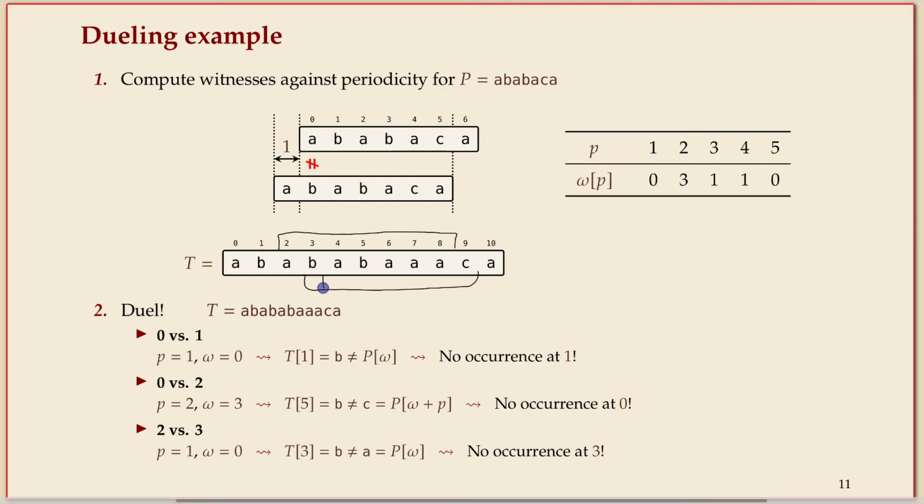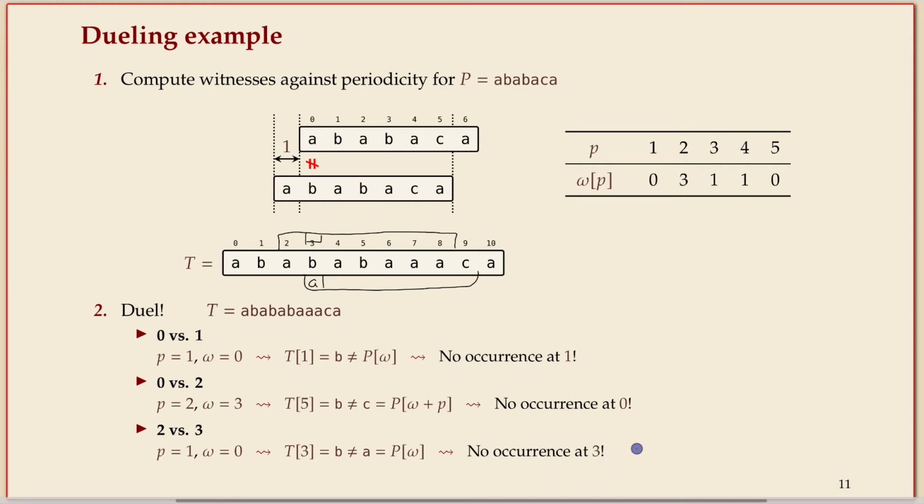So we take this one and this one. Now we find the occurrence in this one. In the further shifted pattern is an A, which doesn't match the B. So from that duel, we can exclude position 3. Okay, that's how you go through.